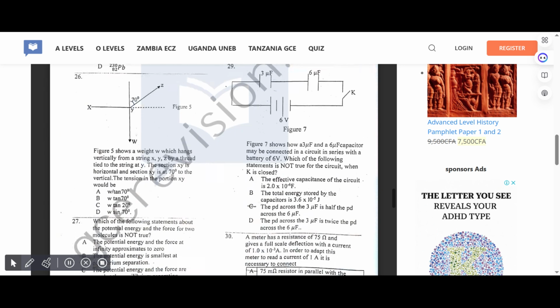29. Figure 7 shows a bulb connected to the circuit of a series battery of 6V. Which of the following statements is true for when K is closed? Correct answer for 29 is C.